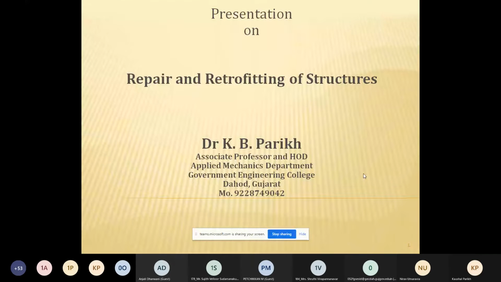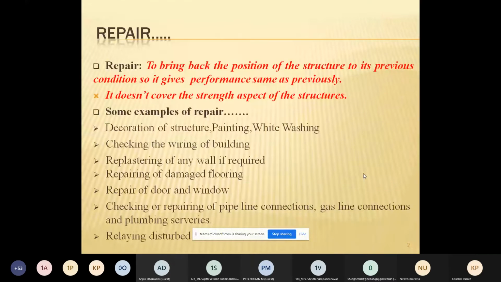Now, the question will arise in our mind: what is repair? Before I proceed with this session, the main objective is to share what is repair, what is rehabilitation, what is retrofitting, and what are the techniques that we have to discuss to deal with repair as well as retrofitting.